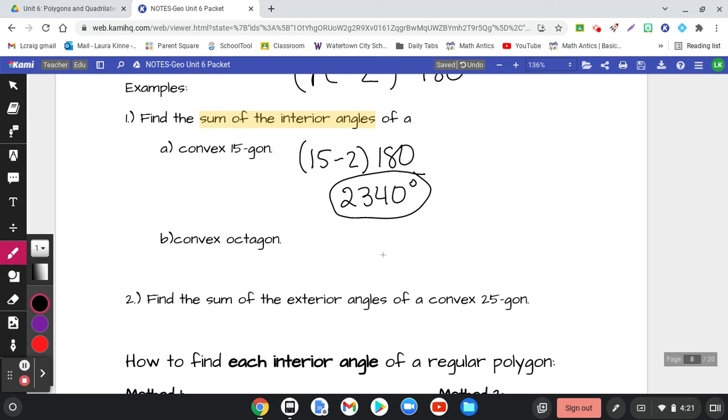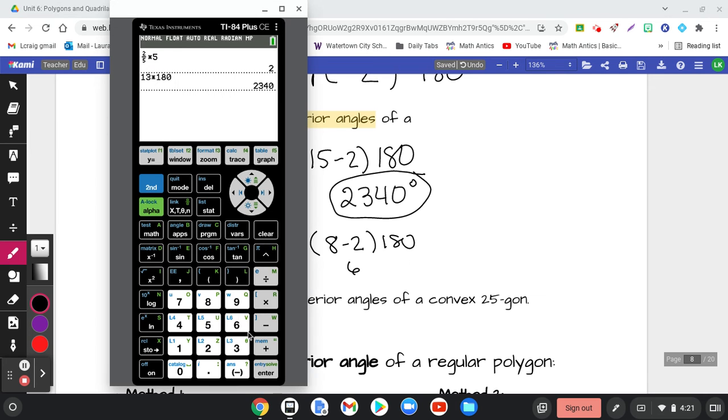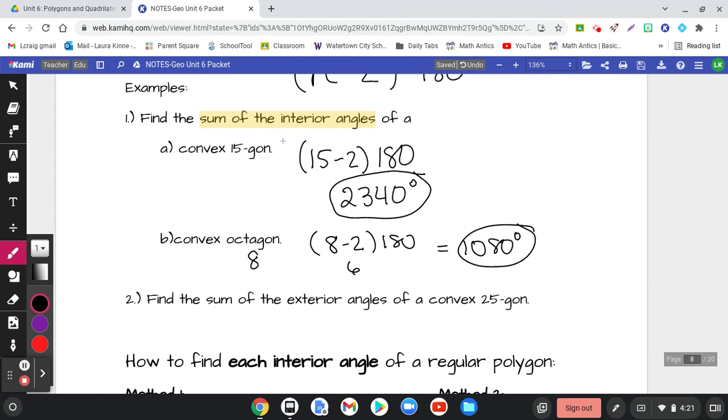An octagon, how many sides? 8. So I'm going to do 8 minus 2. Means there's going to be 6 triangles times 180. 6 times 180 is 1080 degrees because they're angles.